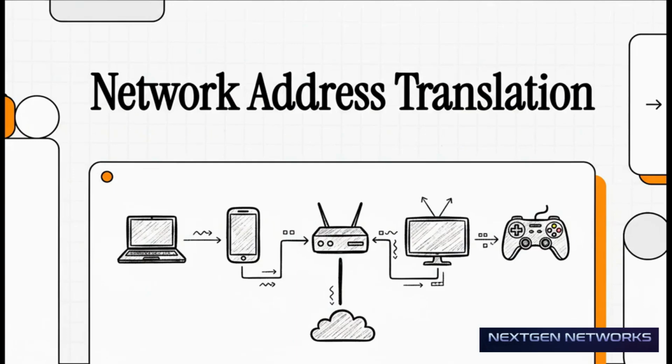Okay, so have you ever stopped to think about how your laptop, your phone, your smart TV, and maybe a gaming console can all be online at the exact same time, all through one single internet connection at home? Well, the answer is this really clever piece of tech called Network Address Translation, or NAT for short. Let's break down how this foundational but kind of invisible pillar of the modern internet actually works.